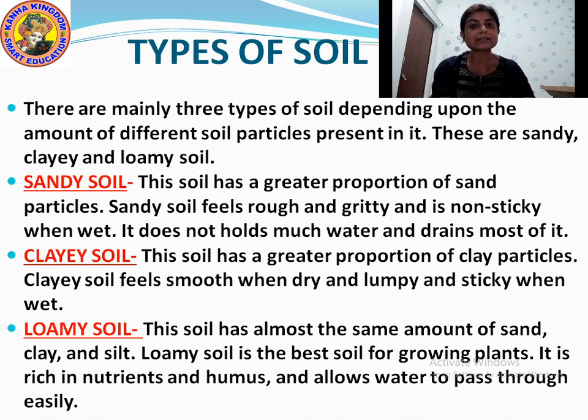Everything is available in this kind of soil. And also it allows water to pass through easily. That is why growing plants in loamy soil is very best. It is considered as the best soil for growing plants. Understood? So what are the three types of soil? Those are sandy soil, clayey soil and loamy soil. Okay. So these are the main three types of soil.